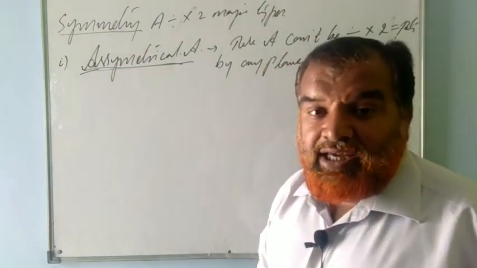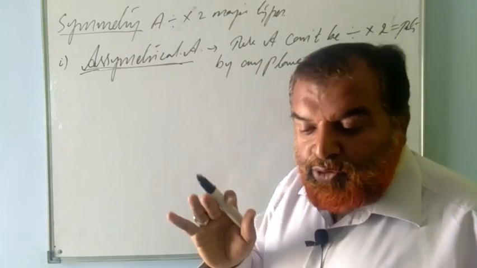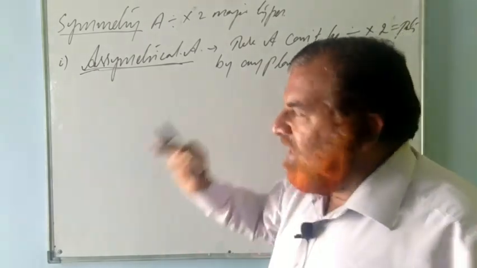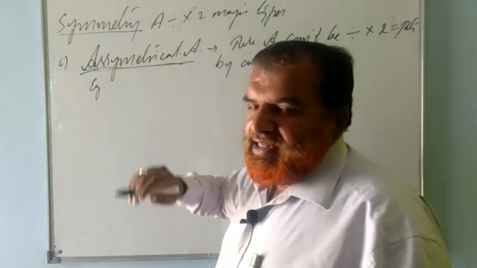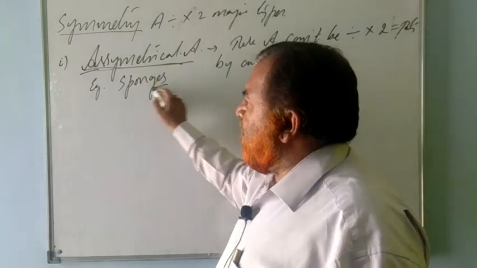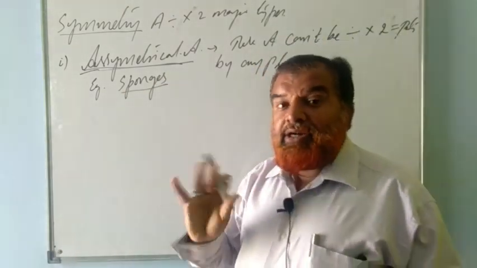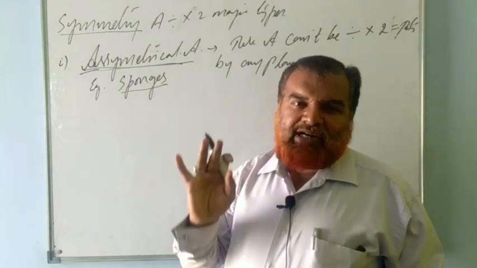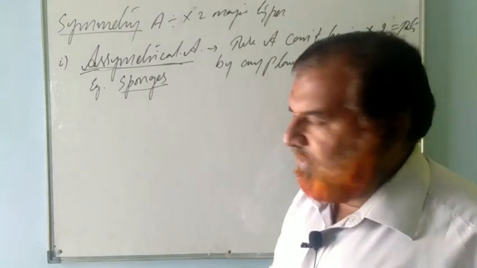Why asymmetrical animals? Because we cannot divide them into two equal parts, two identical parts. Such animals are known as asymmetrical. A very classical example of them are sponges, the very first phylum, Porifera or sponges. You can divide them, but not into equal parts, not identical parts. Such animals are known as asymmetrical.